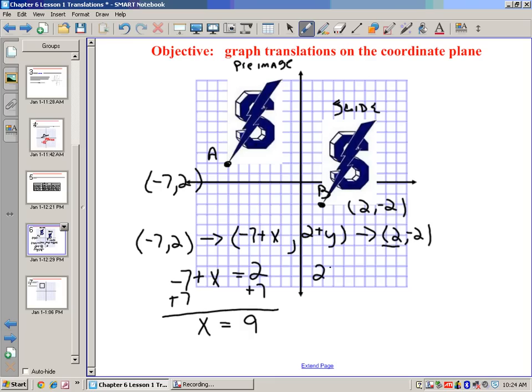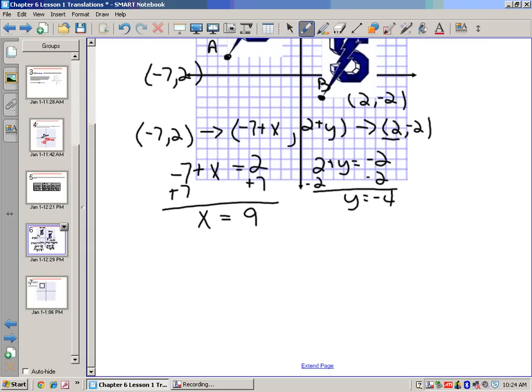And over here we have 2 plus y equals our -2. Solve for y. We're going to subtract 2 from both sides. We got y equals -4. Those aren't our answers though, because remember we're looking for our translation.